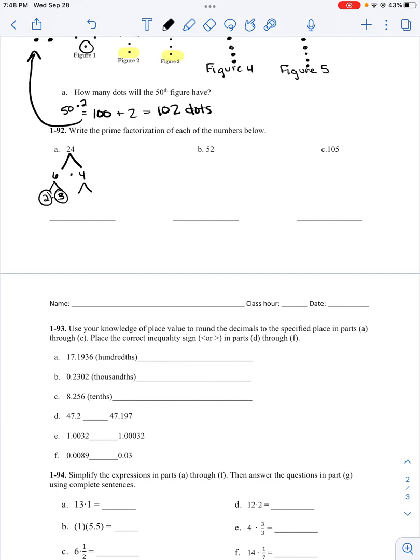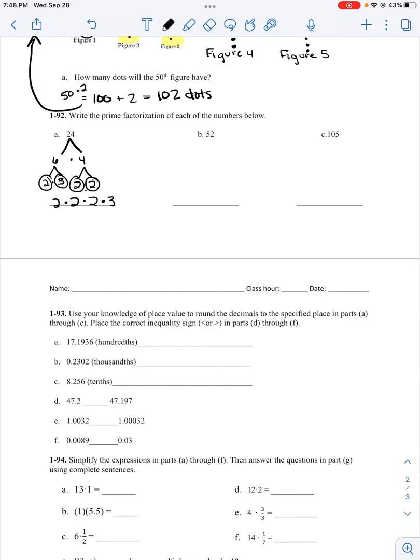2 and 3 are both prime. 4 breaks down into 2 times 2. Those are both prime. I want to write my answer on this line. 2 times 2 times 2 times 3. But in class today, we talked about exponents, and I want to rewrite it using exponents. Well, there are 3 2's, so my exponent is 3 because there's 3 of the 2's, and I have 1 3.